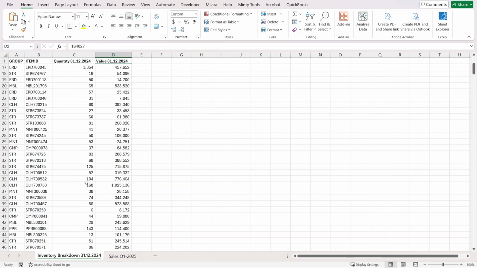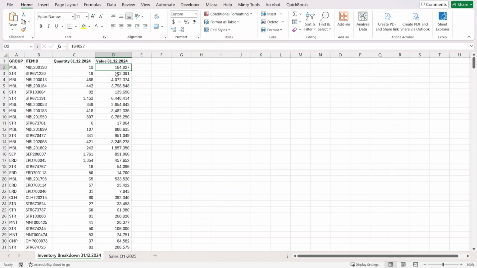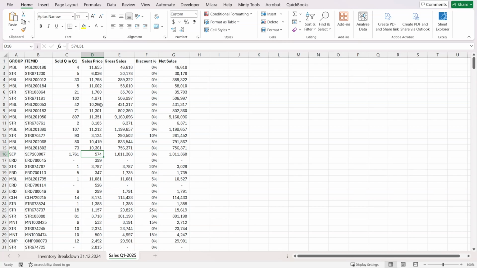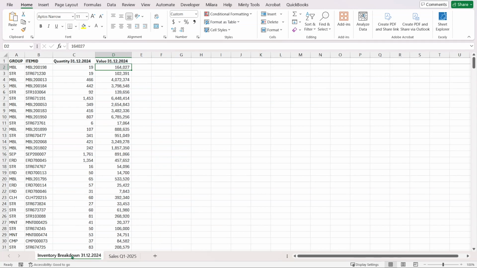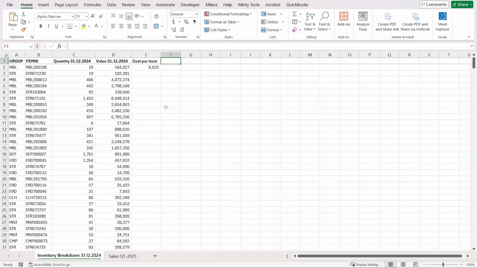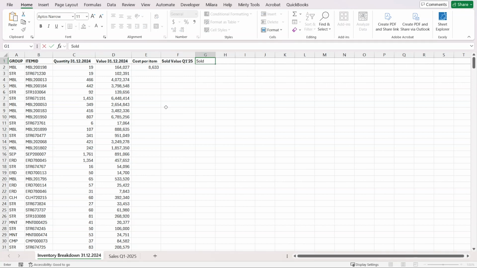Here in Excel, I have this breakdown of inventory at the end of the year, and then I have the sales in the subsequent quarter. The way I'm going to approach this is I want to make sure that those are not overstated. And one good way to perform this analysis is to compare those to actual selling prices that we achieved recently. First, I'm going to calculate cost per item, which is going to be my value divided by my quantity. Then I'm going to look up the sold value, Q1 25. And I'm also going to do the sold units, Q1 25.